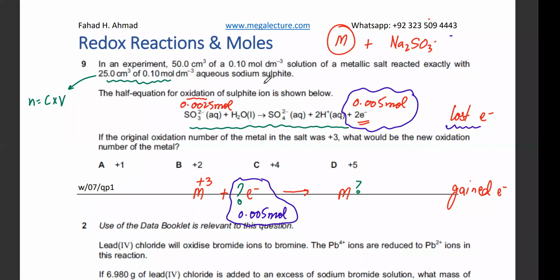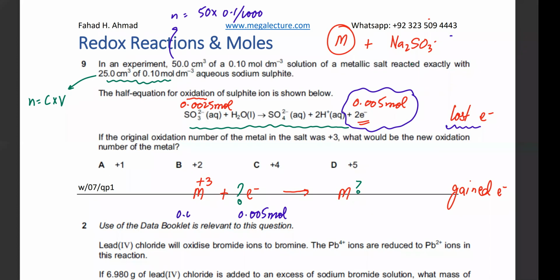So what about the salt? They gave us the moles of the salt as well. The volume and concentration of the salt are given. So how many moles do you have? You can do volume times concentration divided by 1000. So the moles of salt that you're going to get, I think they're going to be 0.005 as well. Can you even check?